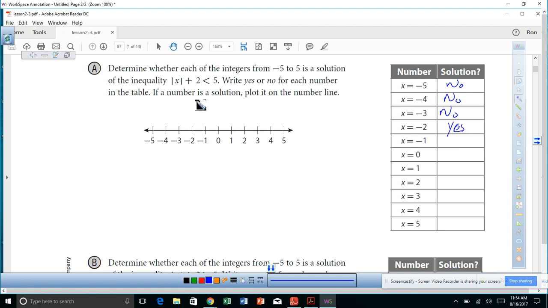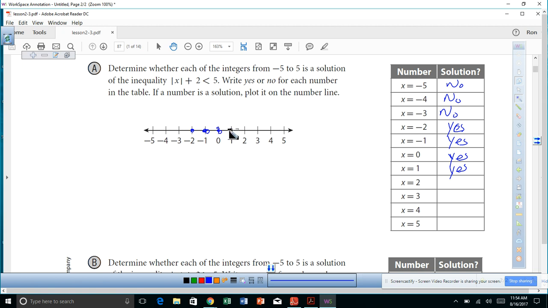Yes. -1, absolute value of -1 is 1. 1 plus 2 is 3, which is less than 5, so that's yes. So -2 and -1 are solutions. 0, well, the absolute value of 0 is 0. 0 plus 2 is 2. That is a yes. So 0 works. What about 1? Absolute value of 1 is 1. 1 plus 2 is 3, and 3 is less than 5, so yes to 1.